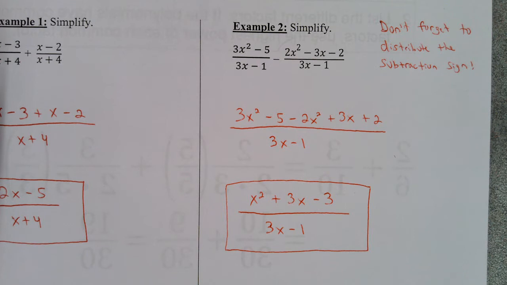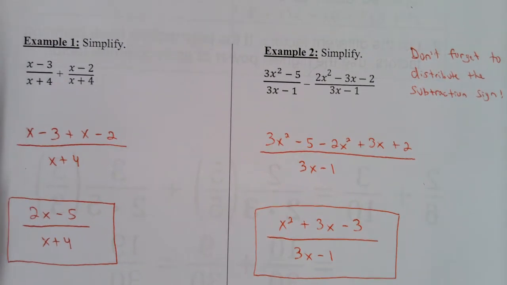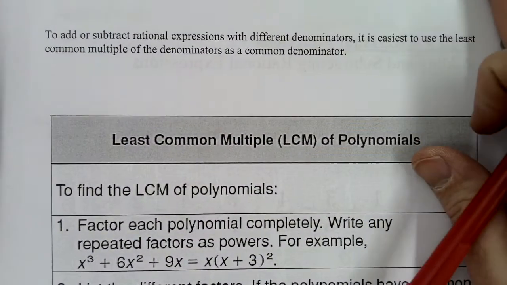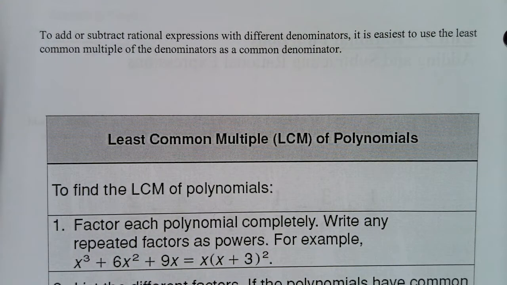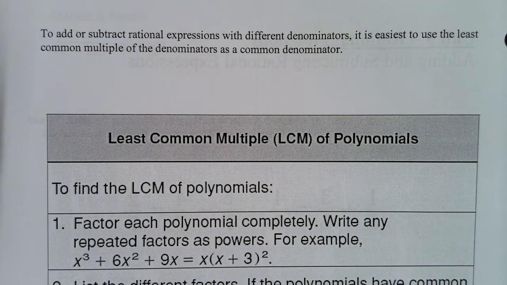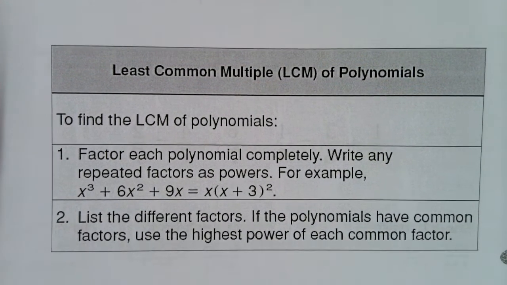Now, that was the easy page, because on that page you already had common denominators, so that made it much easier, okay? That's not going to be the case going forward in this lesson, so they're going to get much harder. To add or subtract rational expressions with different denominators, it is easiest to use the least common multiple of the denominators as a common denominator. So here are the steps we're going to follow.